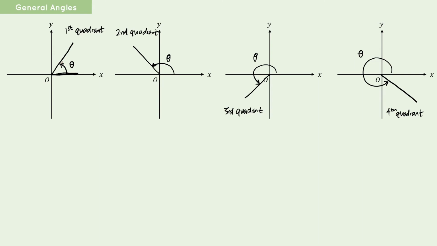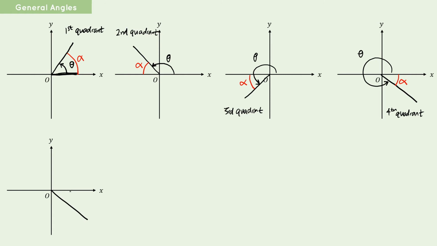For the first quadrant, the acute angle is here. Call it alpha. For the second quadrant, the acute angle will be here. Third quadrant, it will be here. Fourth quadrant, it will be here. The acute angle is always between 0 and 90 degrees. It is only for the first quadrant that the angle theta is equal to the basic angle.